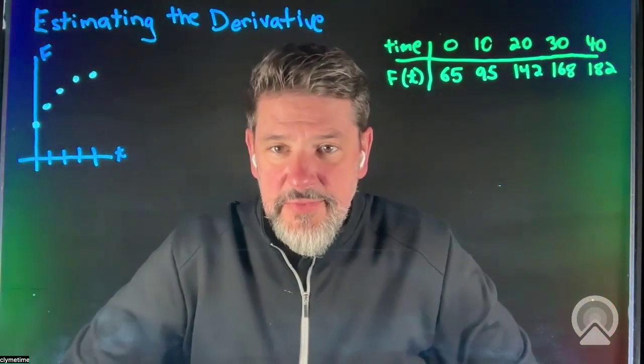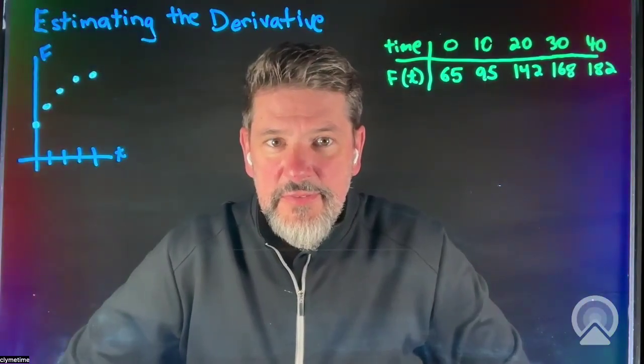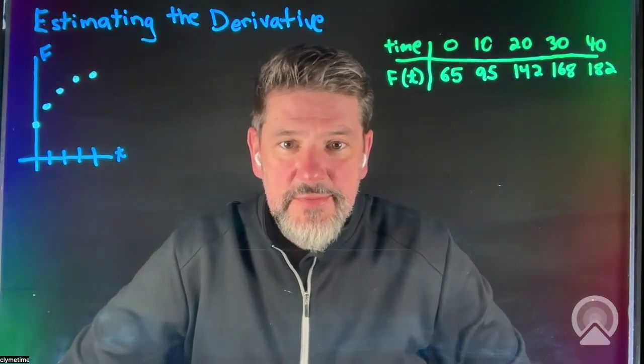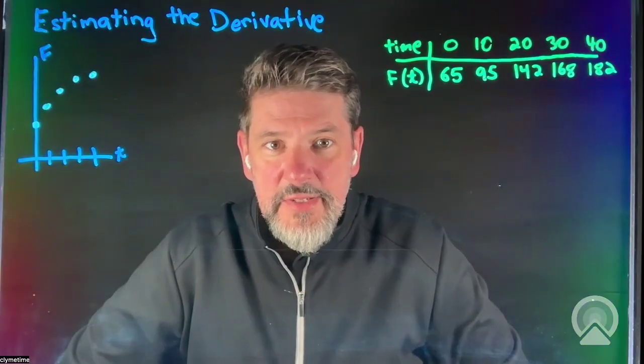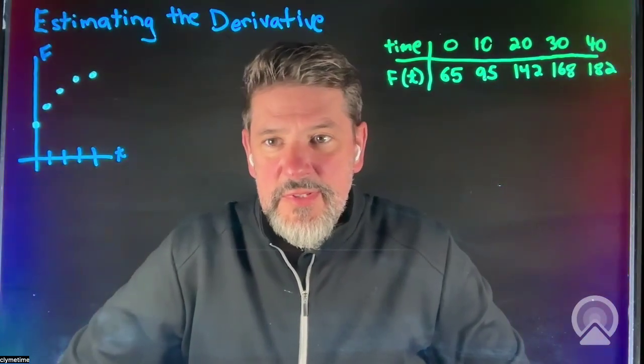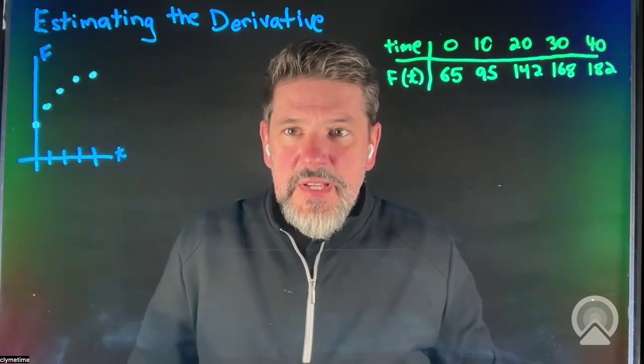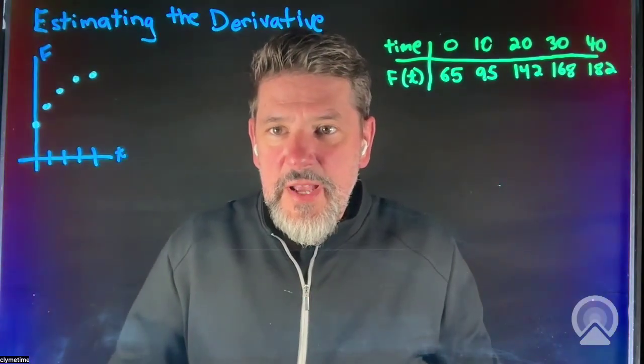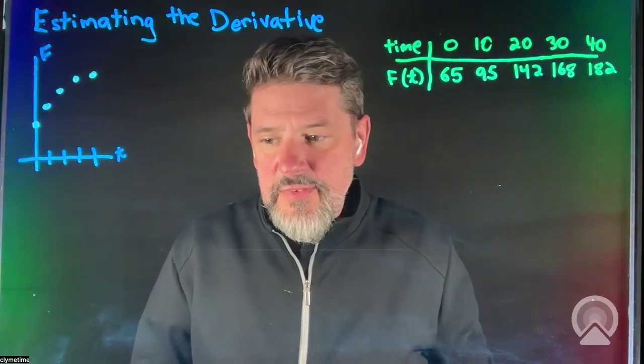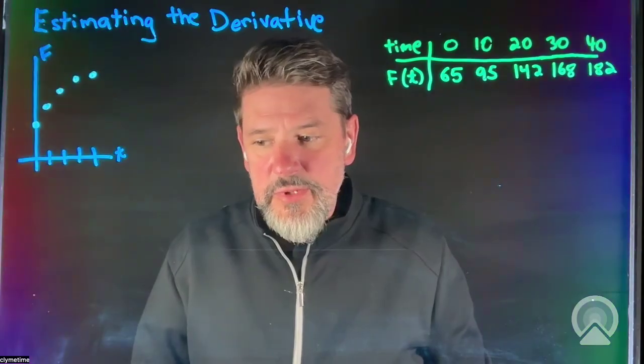Let's say you don't have a function and you want to find the derivative. All you have is a collection of points. How do you find the slope of the tangent line when all you have is a collection of points or a table? Well, this is Clime Time, and in this video, we're going to look at how to estimate the derivative when given a table or a collection of points.